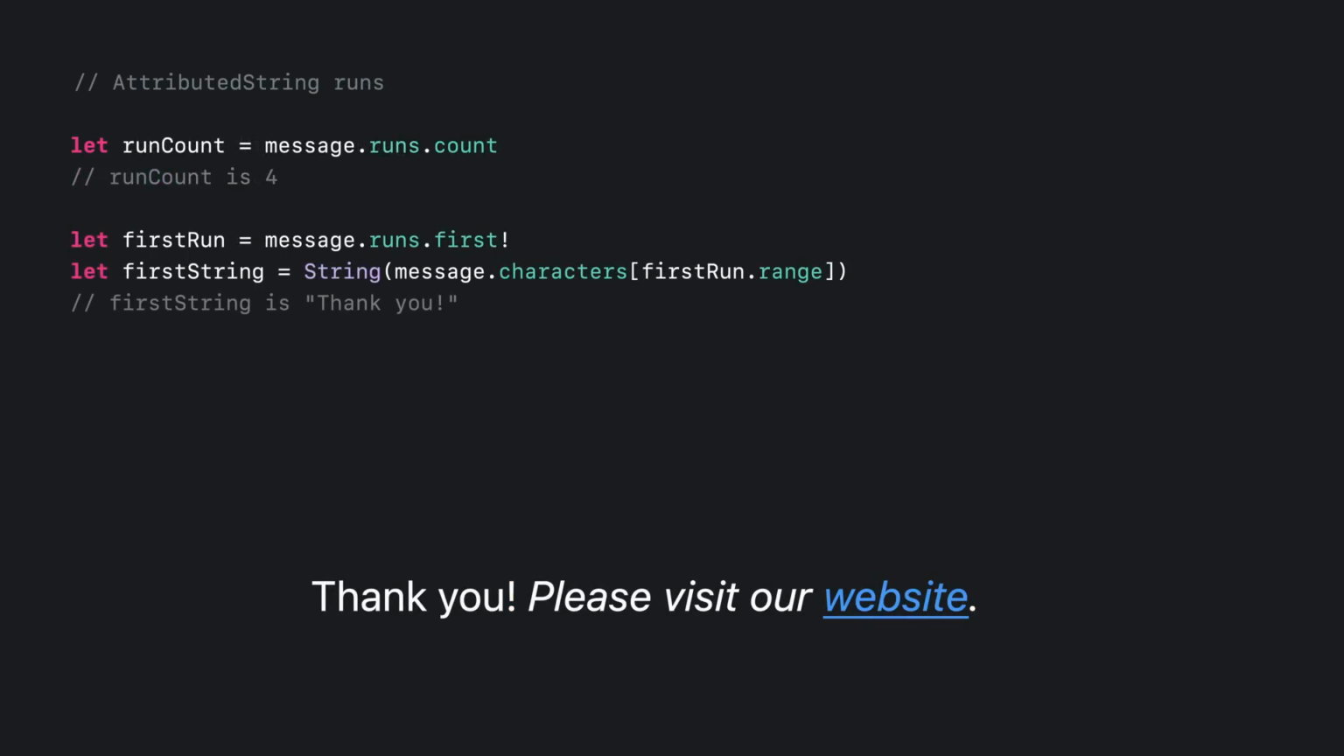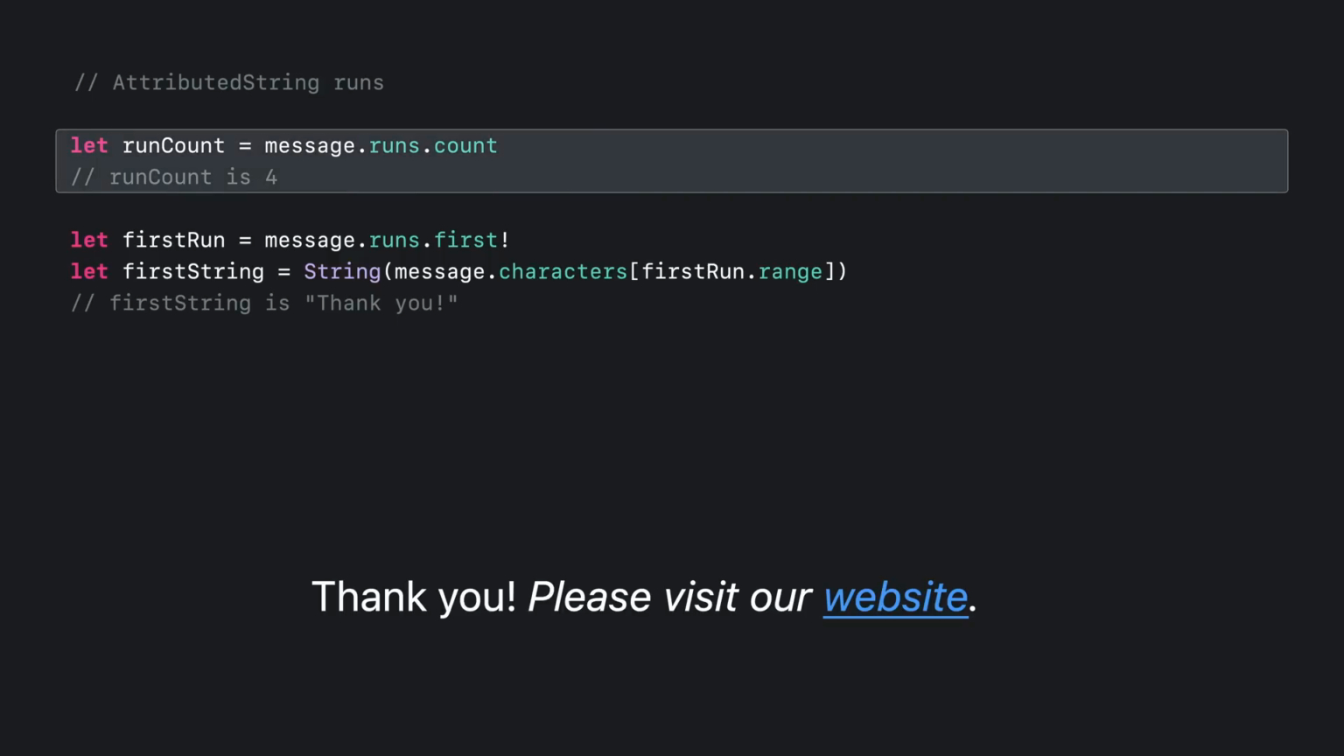Let's look at another view, runs. A run is the starting location, length, and value of a particular attribute. We start by counting all the runs in our message. This will iterate each contiguous range of attribute values in the string. There are 4 runs in this string.